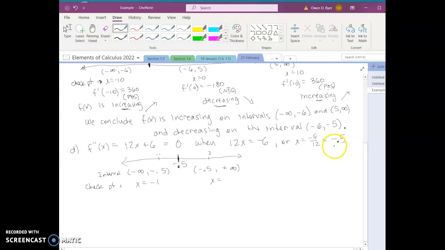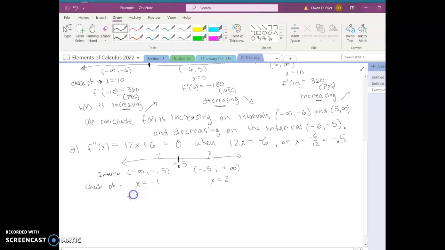So again, I take my interval, and I made negative 0.5 my cut point, so that gives me an interval on the left of negative infinity to negative 0.5, and on the right from negative 0.5 to positive infinity. I'm going to plug in some checkpoints here, when x is negative 1 or when x is 2, and we're going to evaluate the second derivative at those points.